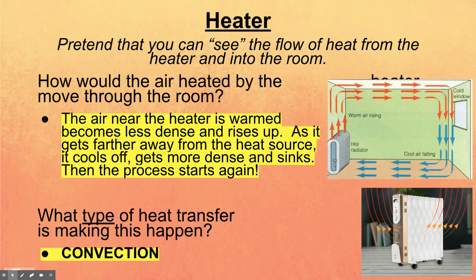The air near the heater is warmed, becomes less dense, and rises up. As it gets farther away from the heat source, it cools off, gets more dense, and sinks. And then the process starts all over again. And that's how we get these convection currents.